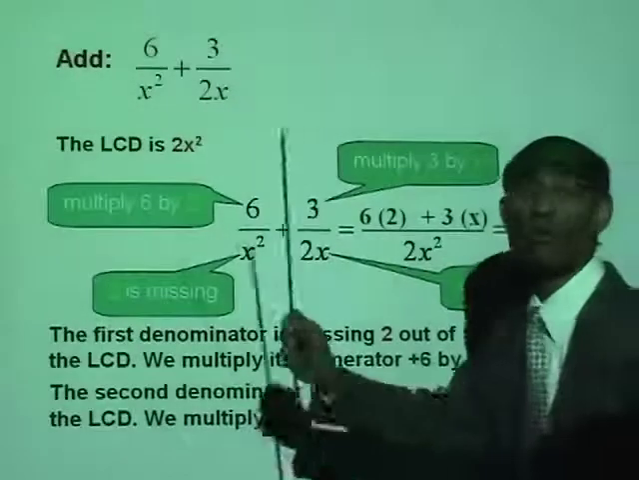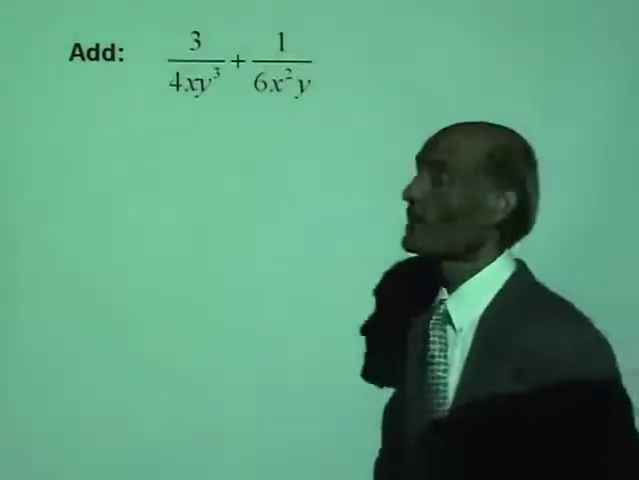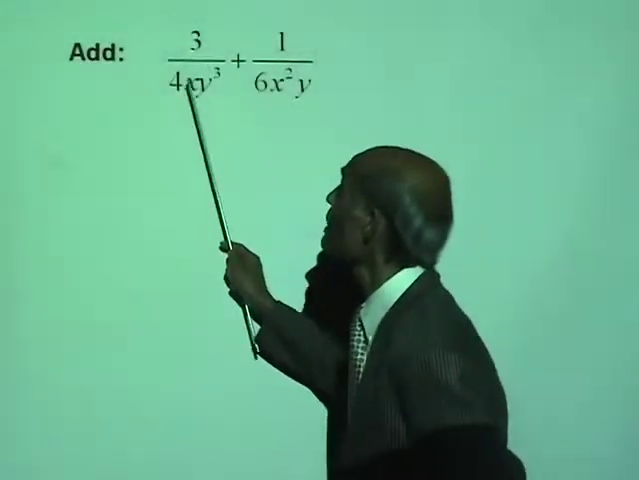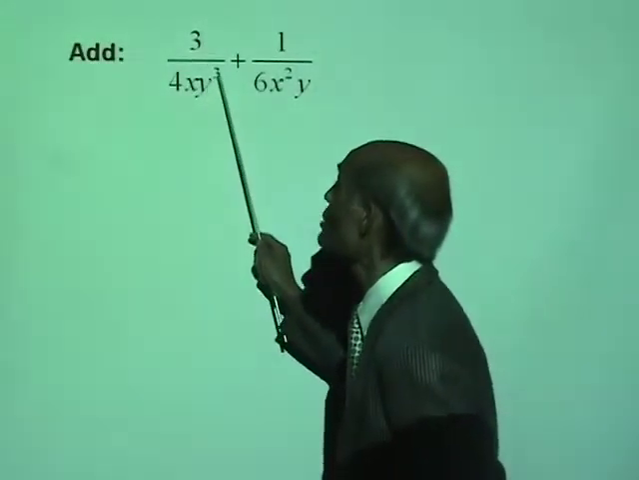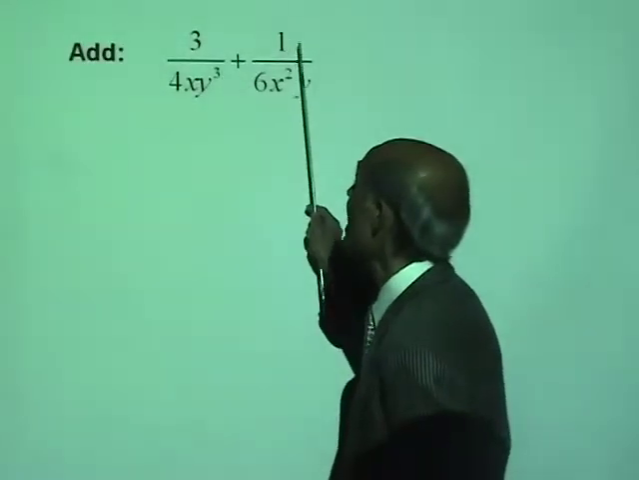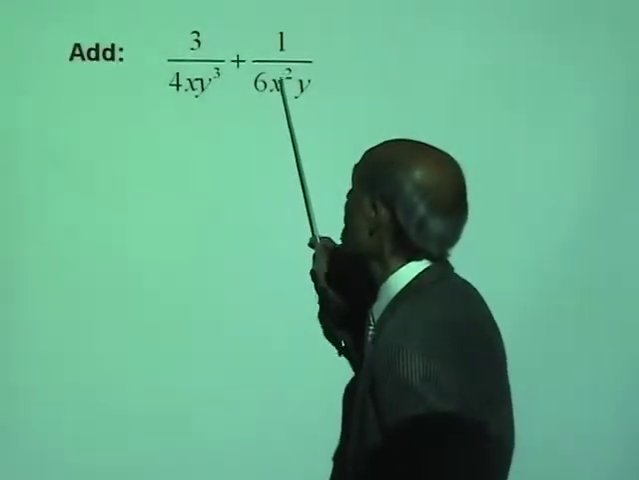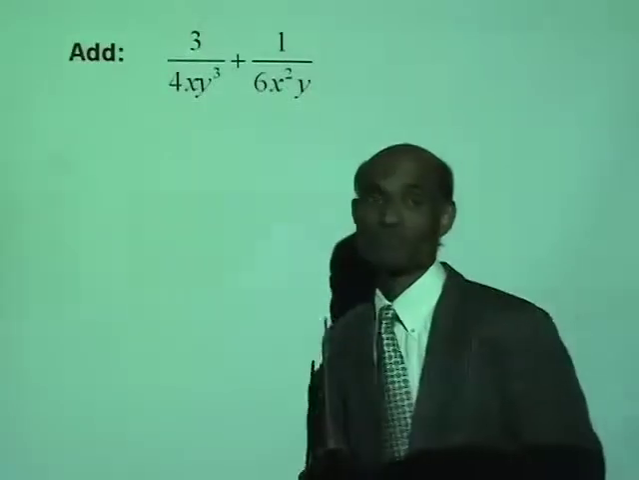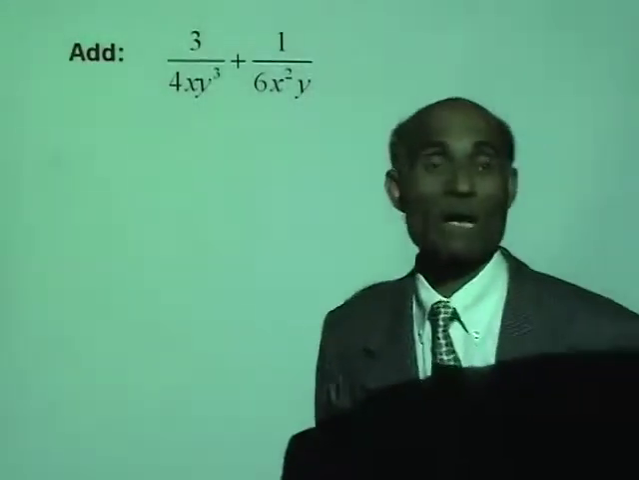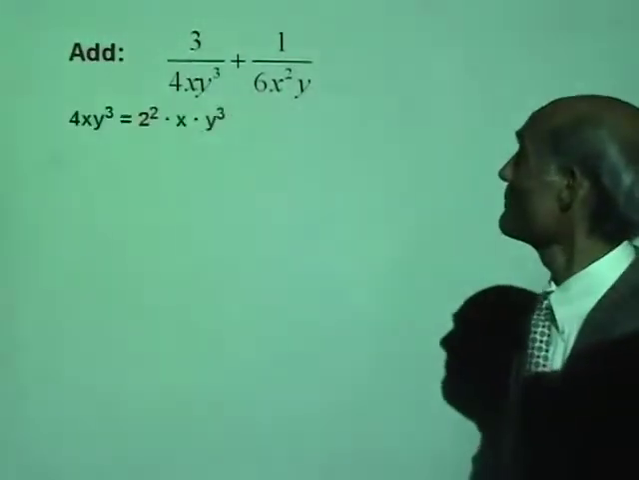Okay, let's go and do another one. Add 3 over 4xy cubed plus 1 over 6x squared y. Alright, let's find the LCD.